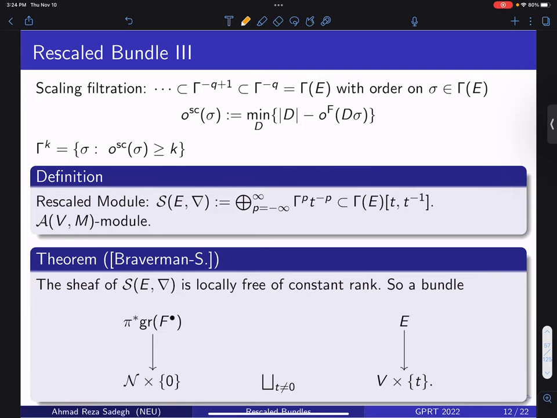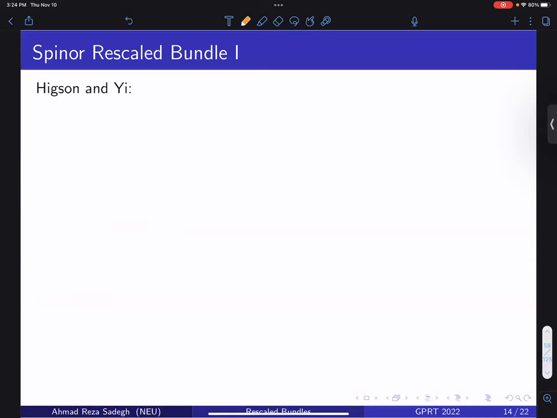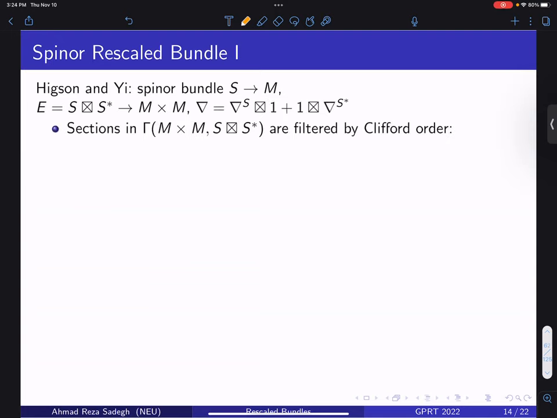So going to the applications, let me first say this is not an application of this, because our work is a generalization of the work of Higson and Yi. Again, they started with the spinor bundle. Then essentially they looked at S tensor S star over N times M. And they put a connection, I forgot to put the pause there, over this vector bundle.